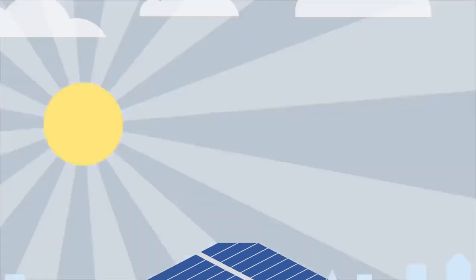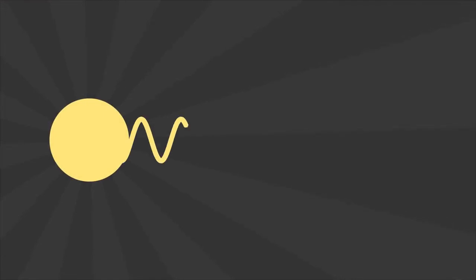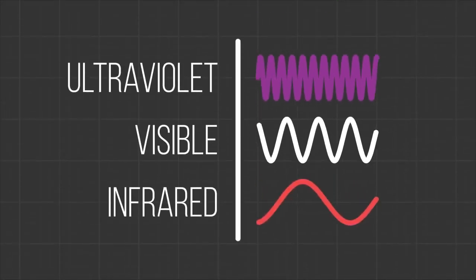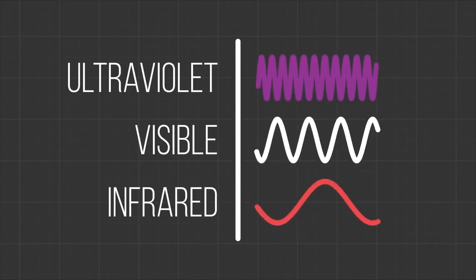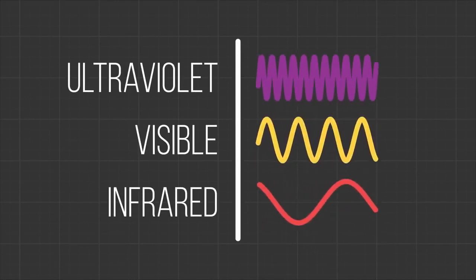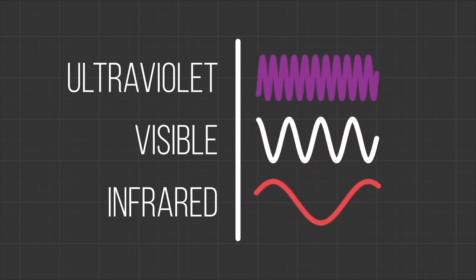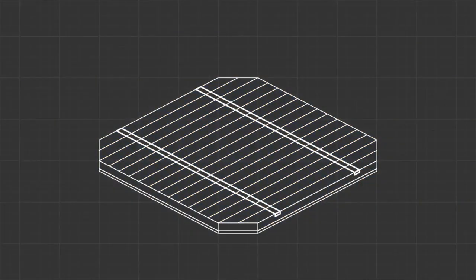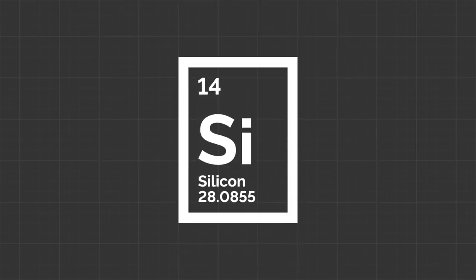Let's find out how. The sun emits energy in the form of waves. These waves can range in length from short ultraviolet waves through the rainbow of the visible spectrum to long infrared waves. When the sun is shining, these waves move towards the Earth and hit the surface of the solar cells. Let's take a closer look. The active part of a solar cell is a wafer made of semiconductive material, typically silicon.